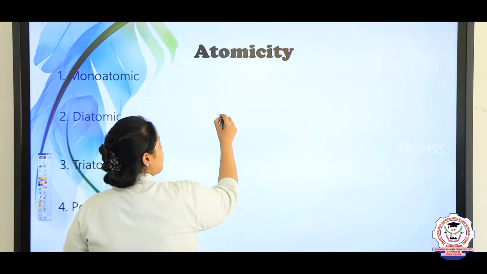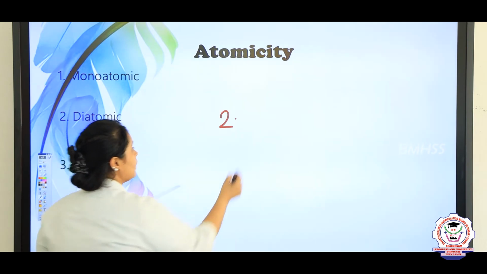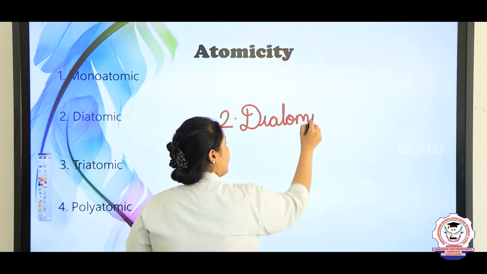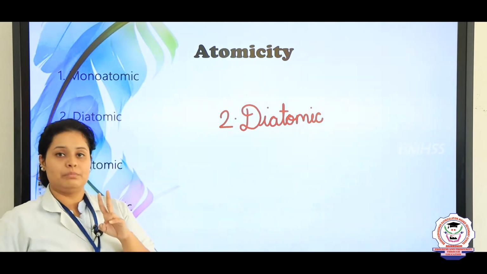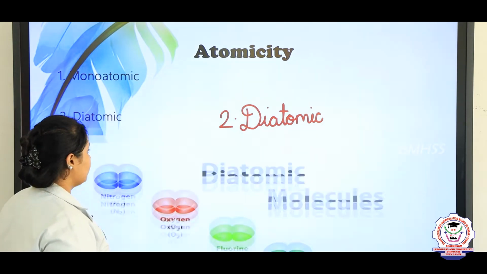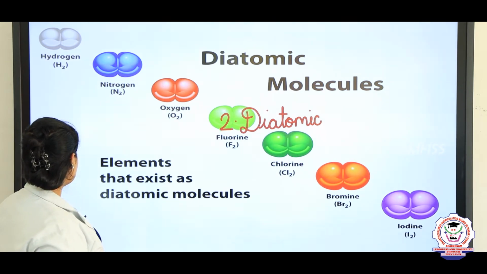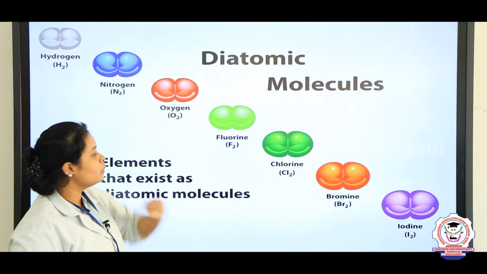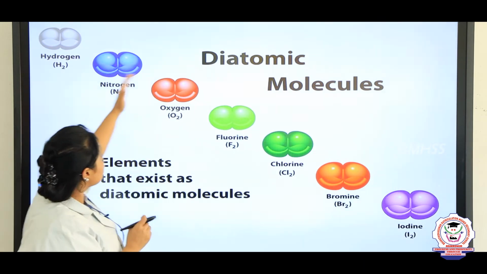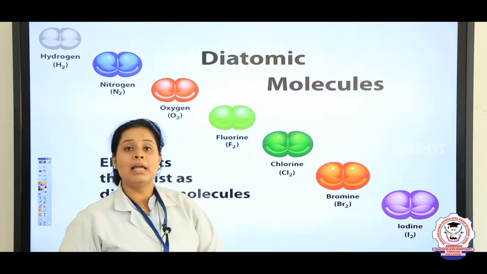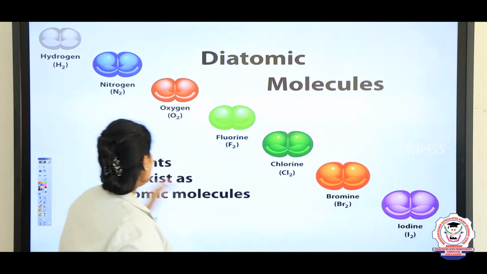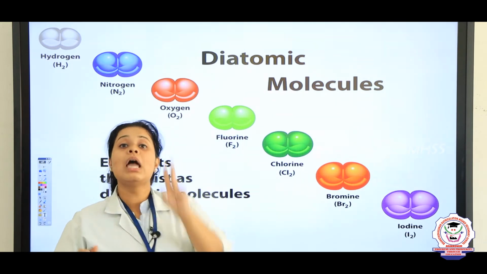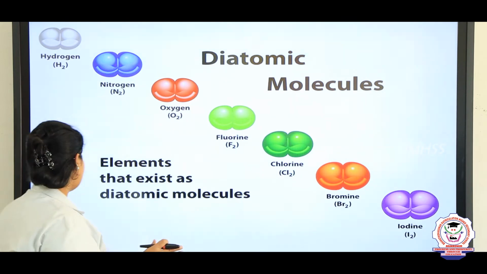The second type is known as diatomic. So children, diatomic means there is the presence of two atoms. The best examples are H2, N2, O2, which are all gases, and especially from fluorine to iodine, the second last group of the periodic table. These exist only in this combination. That means fluorine will come only as F2; F alone will never come into existence, okay?